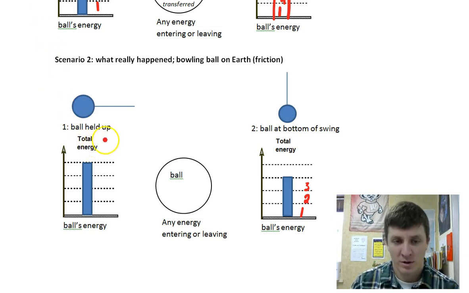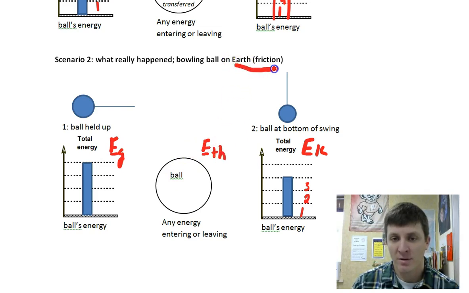We know that this is all EG, all gravitational potential. We know at the bottom of the swing that this is going to be EK. However, can there be some energy conversion on the ball? And the answer is yes. We know that there's going to be some thermal energy here because we have this frictional force acting on the ball. So we know that energy is going to get converted to that form. So essentially, we say that goes into the air.